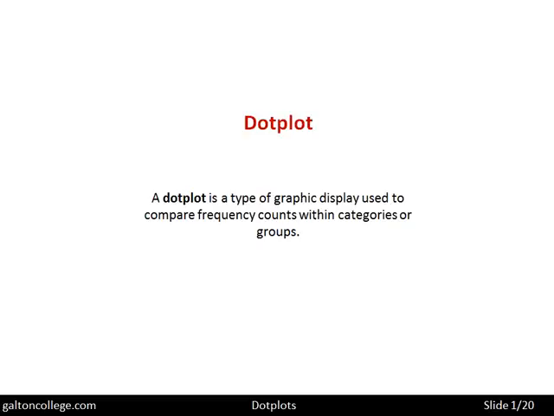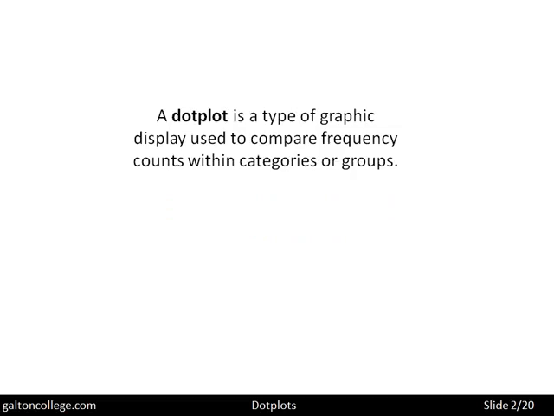In this video we're going to talk about dot plots. Now a dot plot is a type of graphic display used to compare frequency counts within categories or groups. As we'll see, it's a very straightforward technique. It simply means we take a category and we represent the number in the category by a series of dots. It's as straightforward as that. So it's a graphic display used to compare frequency counts within categories or groups.